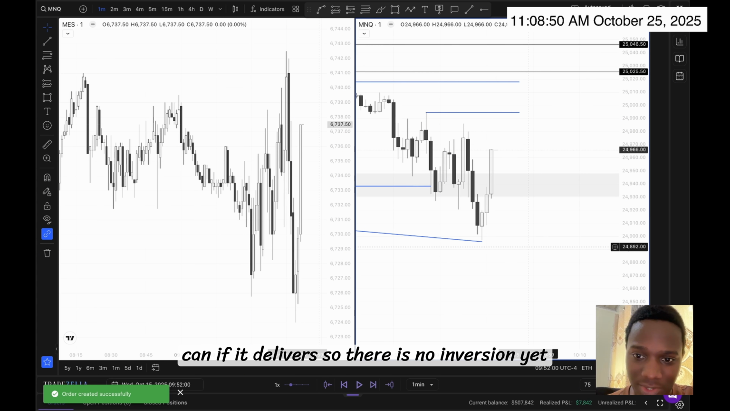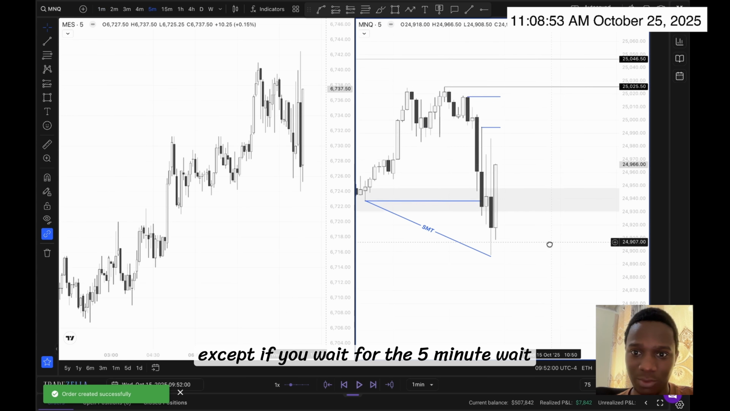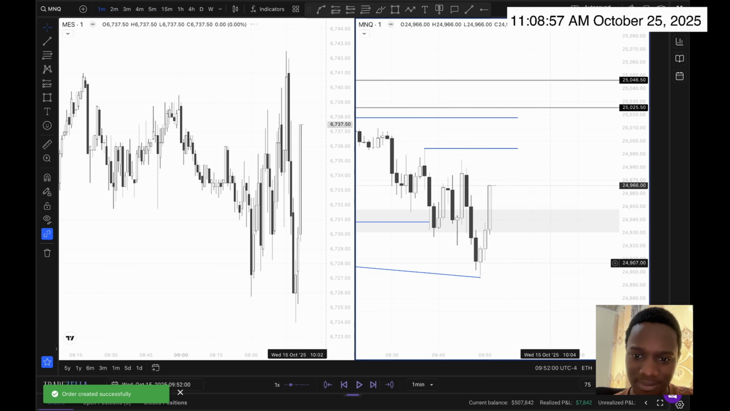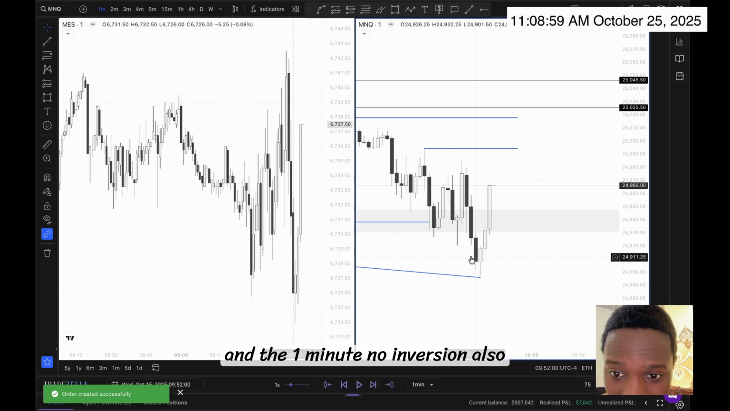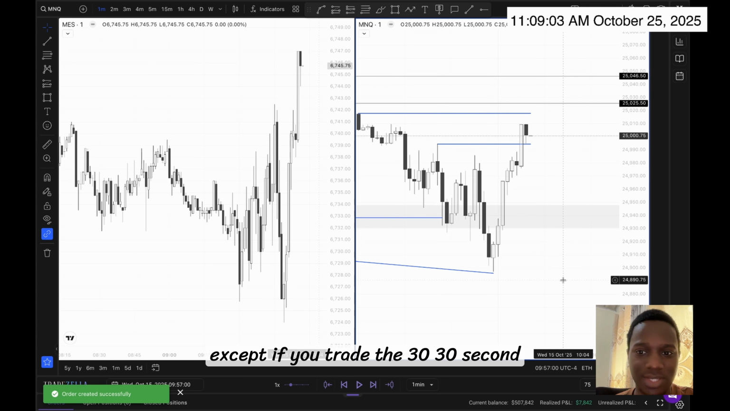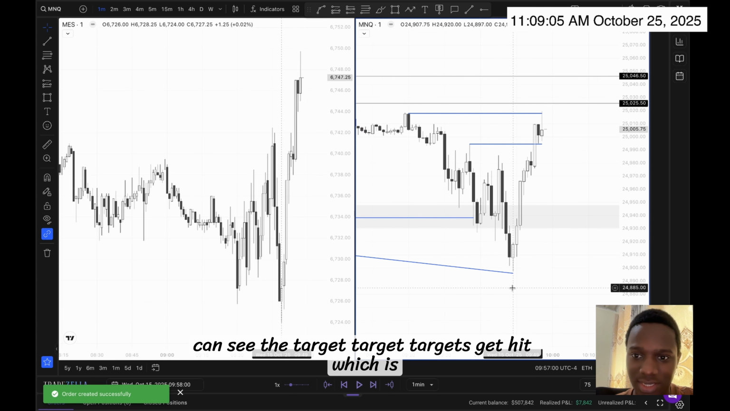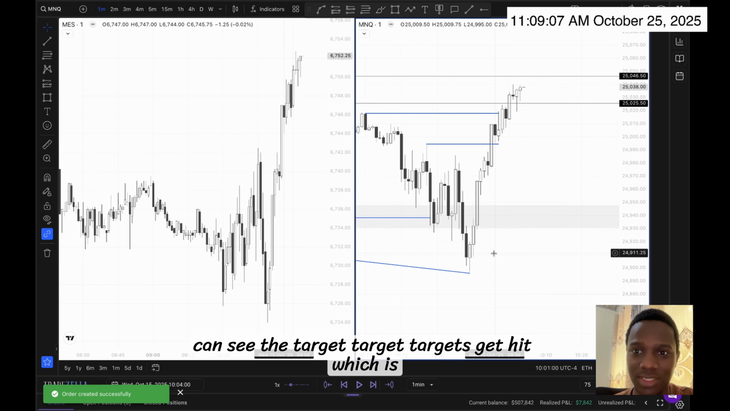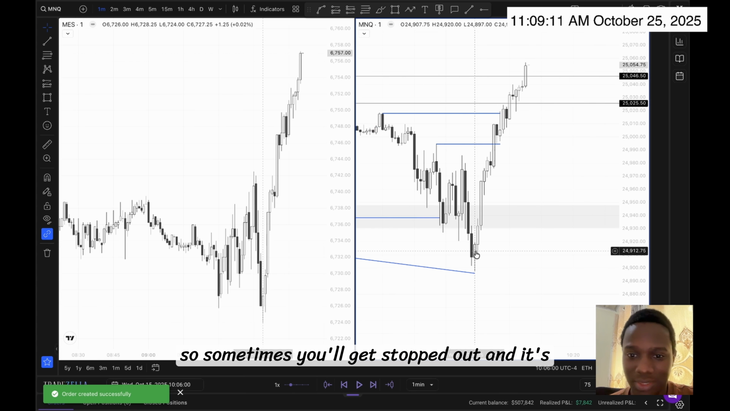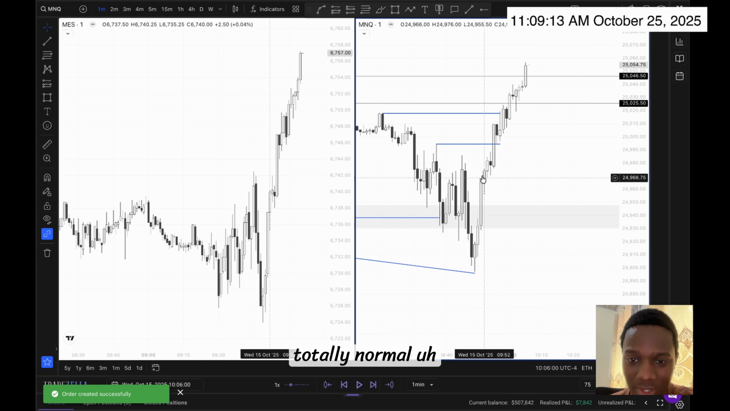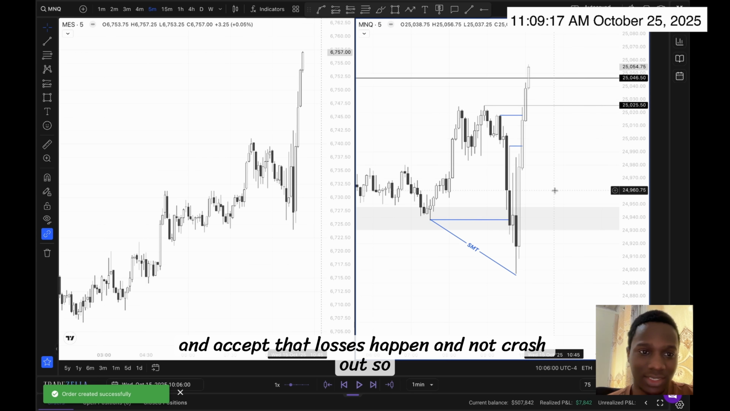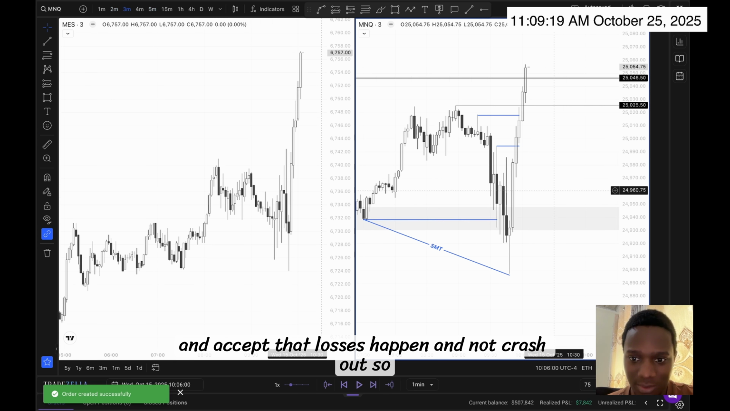So there is no inversion yet, except if you wait for the 5 minute, for which the 5 minute has no inversion, and the 1 minute no inversion also. Pretty much no trade here. So if you trade 30 second, you can see the targets get hit, which is absolutely beautiful. So sometimes you'll get stopped out and it's totally normal. It's just that you have to adjust and accept that losses happen and not crash out.